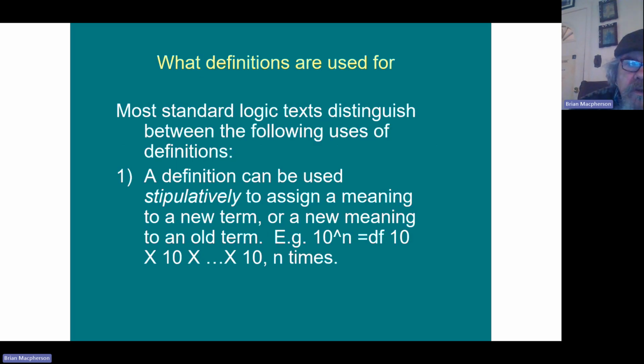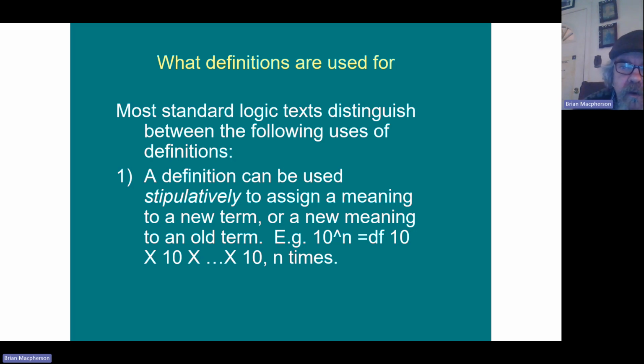Now, another important topic regarding definitions is what the heck are definitions used for? Well, there are a lot of different uses for definitions, right? For one thing, a definition can be used to stipulate a meaning of a new term. So, for example, I'm sure you've all seen exponential notation. I could say 10 to the n power is by definition 10 times 10 times 10, n times, right? That's called a stipulative definition.